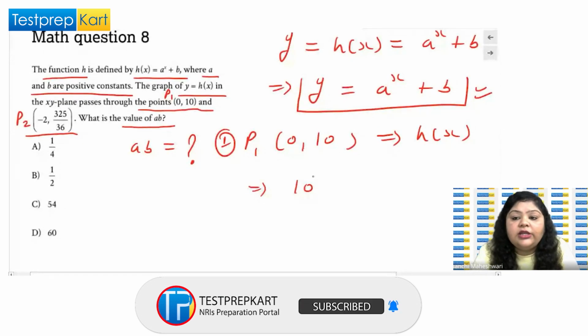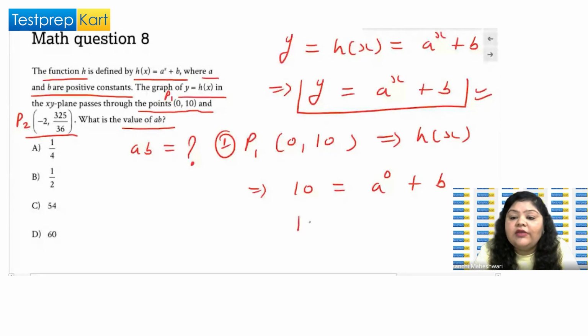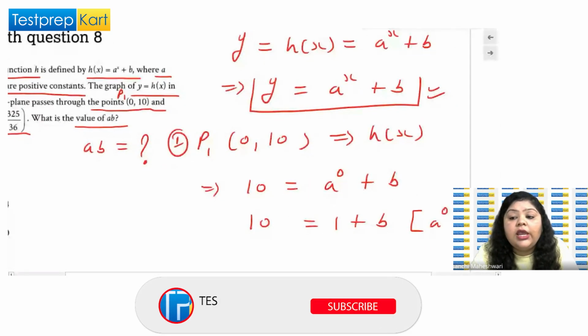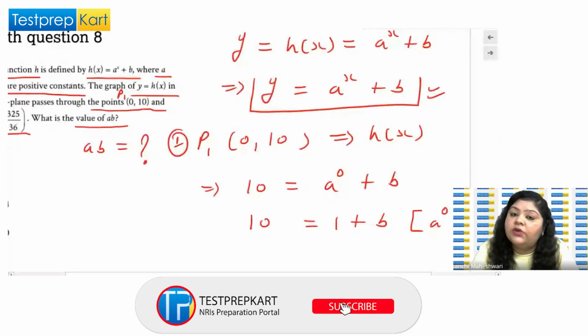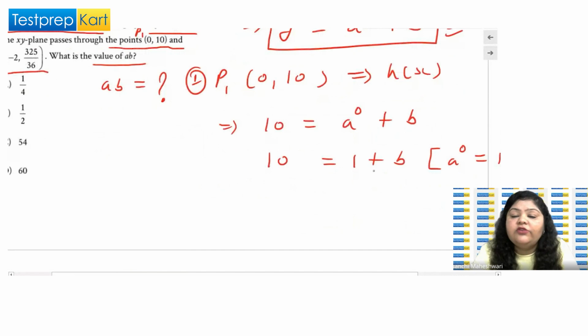Now 10 is equal to what? a to the power x, that means a to the power 0, can I say so? Because the value of x is 0, plus b. Now can I say 10 is equal to 1 plus b? You tell me why. Because a to the power 0 means what? Plus 1. Definitely anything to the power 0 is plus 1. So definitely we are going to have b plus 1 is equal to 10.